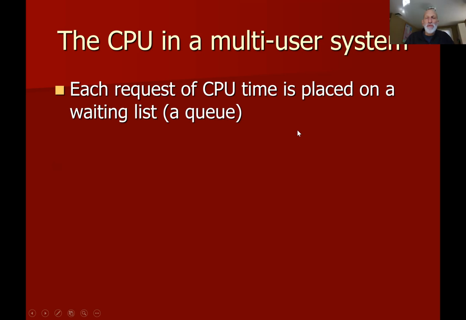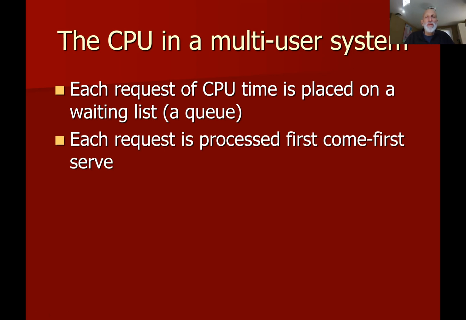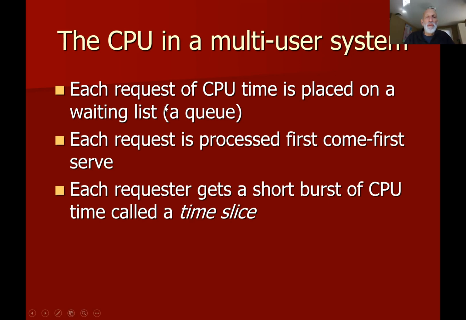And the answer is that it takes each request and places them on a waiting list, which is called a queue. Each person is processed on a first come, first served basis. However, each requester, each person who makes a request, like you sitting at your computer making a request of Google, can't get complete control of that CPU for as long as you want it because too many people would be waiting for way too long.